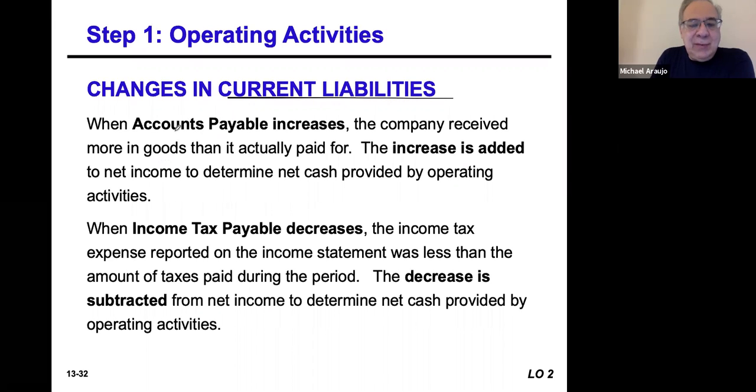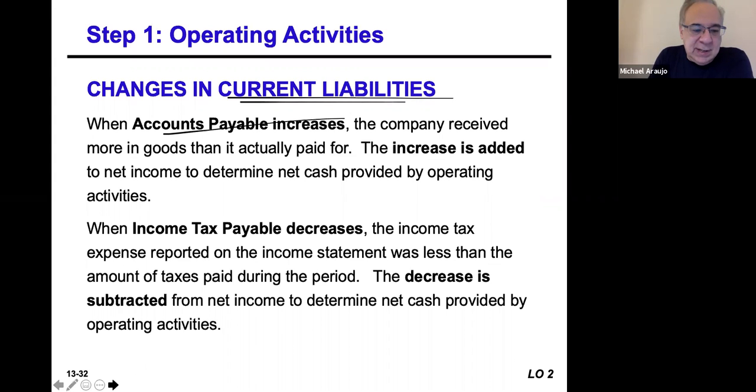Anytime you have more of a payable, it simply means you didn't pay. And so you saved cash at the moment. But when you have less of a payable because you paid down your debt, you used cash. So any type of payable, if it's an increase, it means you've saved cash in essence. If it's a decrease, it means you've used cash.